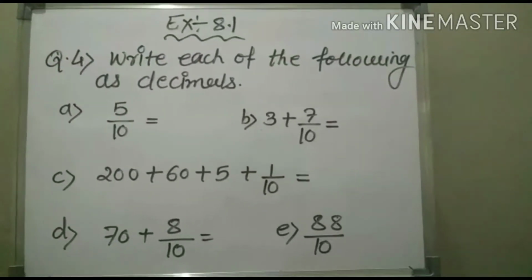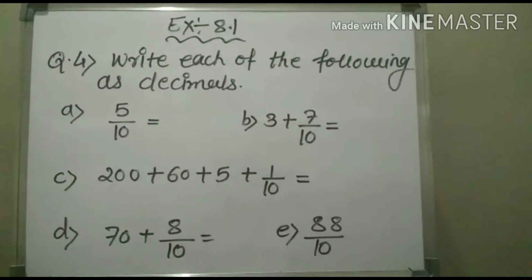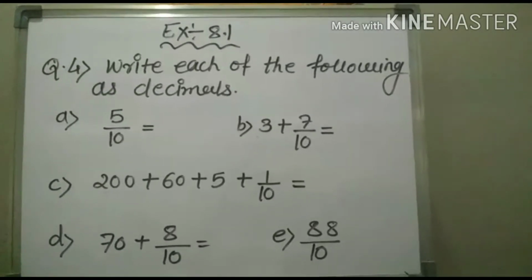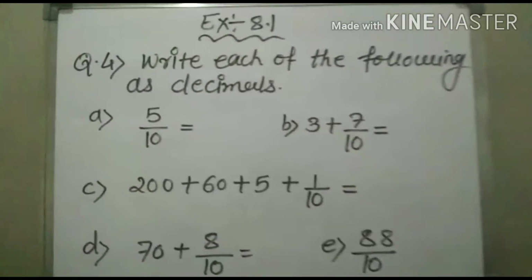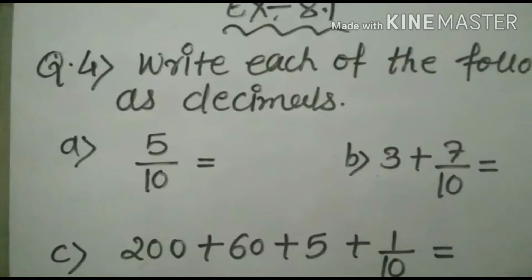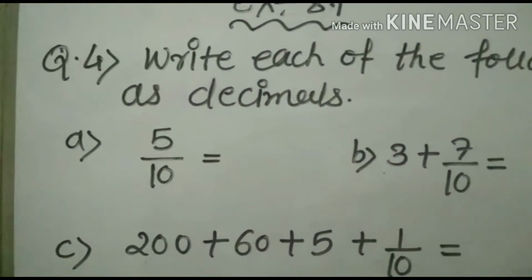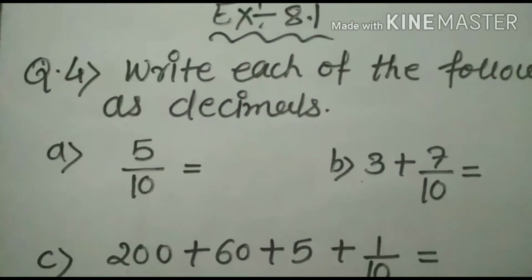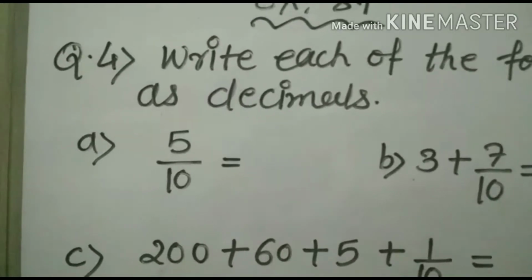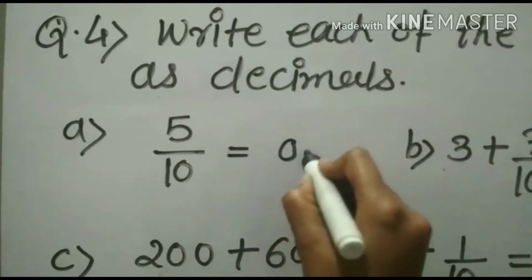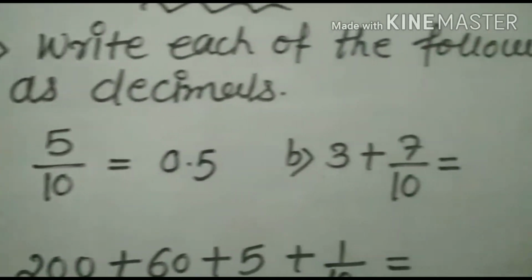Students, now I am going to discuss question number 4 of exercise 8.1. Write each of the following as decimal. See the first example. Here it is given 5 by 10 and we have to convert this into decimal form. 5 by 10 we can write as 0.5 in decimal form.